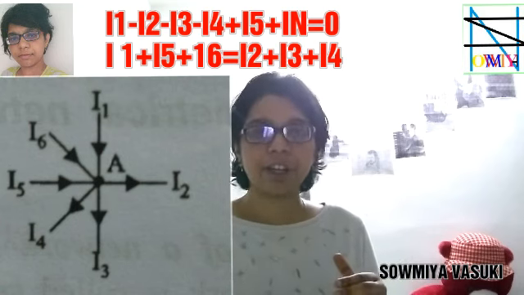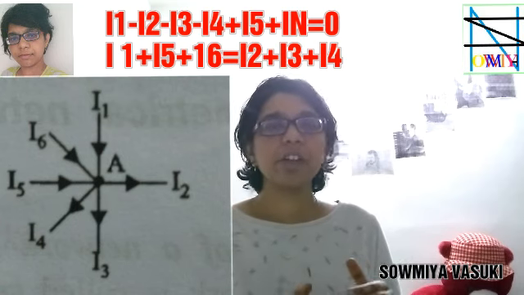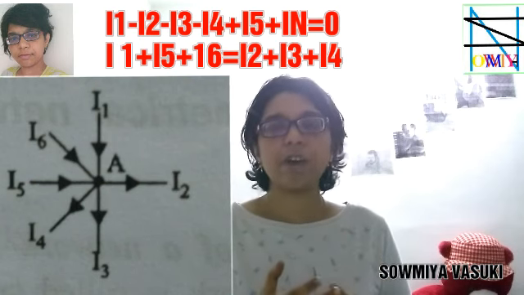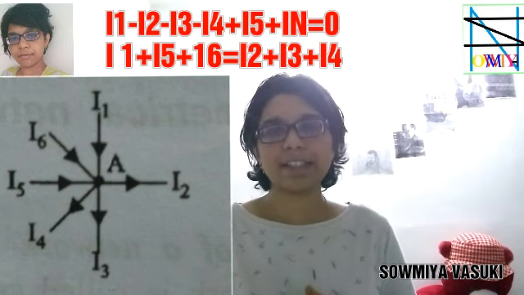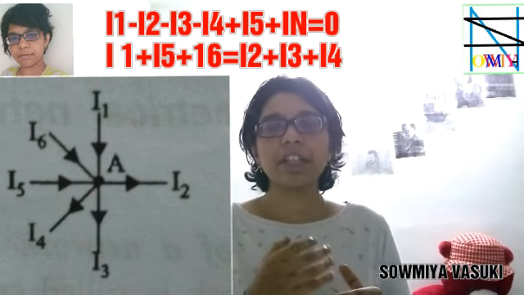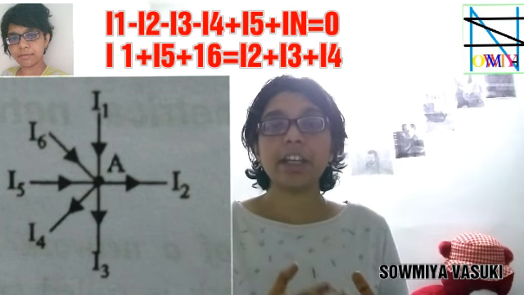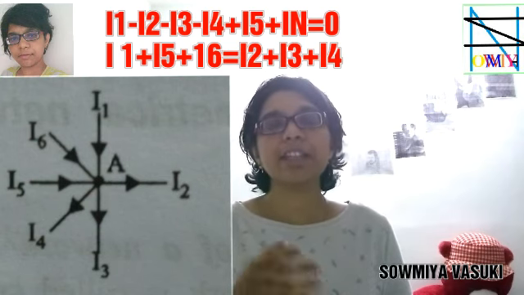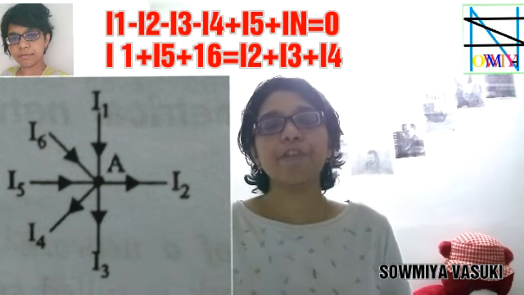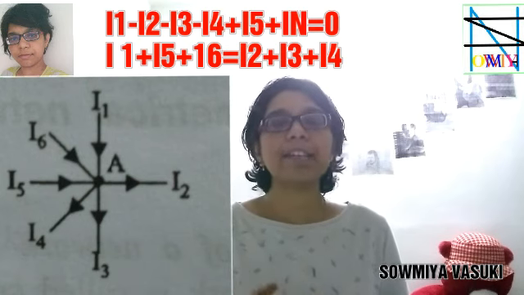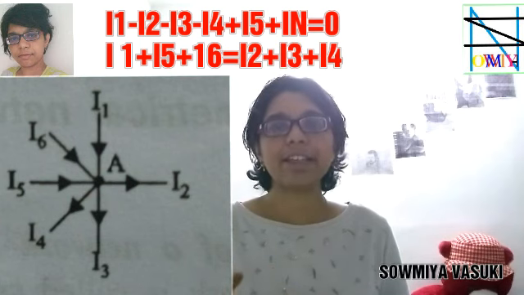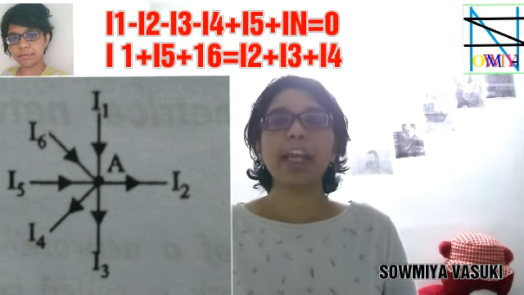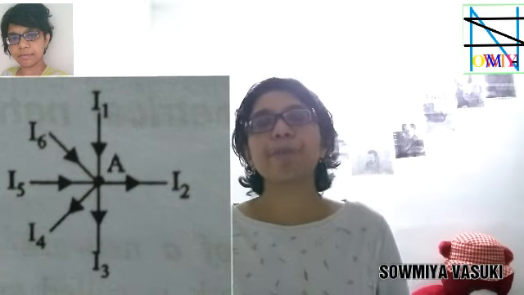Consider the following network. A is considered as a node. This node has I1, I2, I3, I4, I5 and I6. The sum of currents entering the node, I1, I5, I6, is equal to the sum of currents leaving the node, I2, I3, I4. So I1 minus I2 minus I3 minus I4 plus I5 plus I6 is equal to 0. I1 plus I5 plus I6 is equal to I2 plus I3 plus I4.